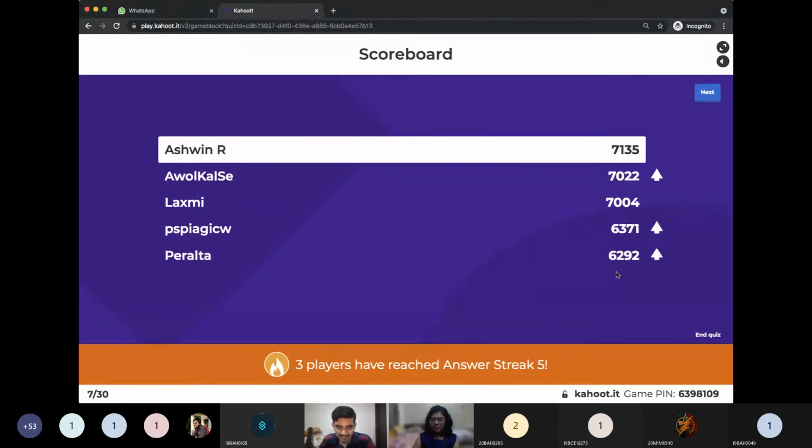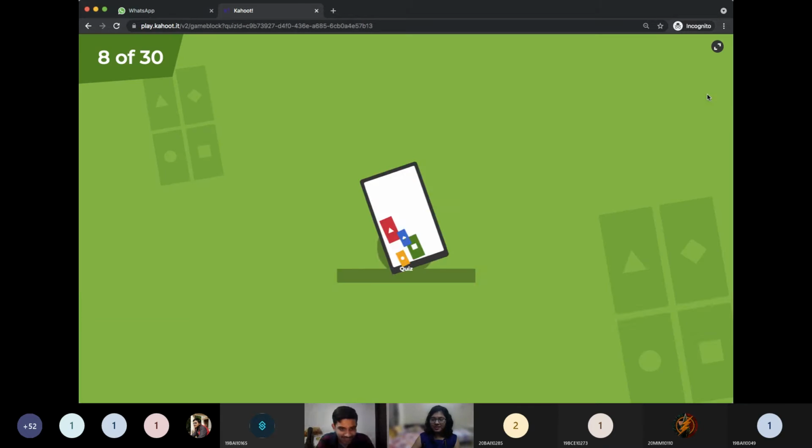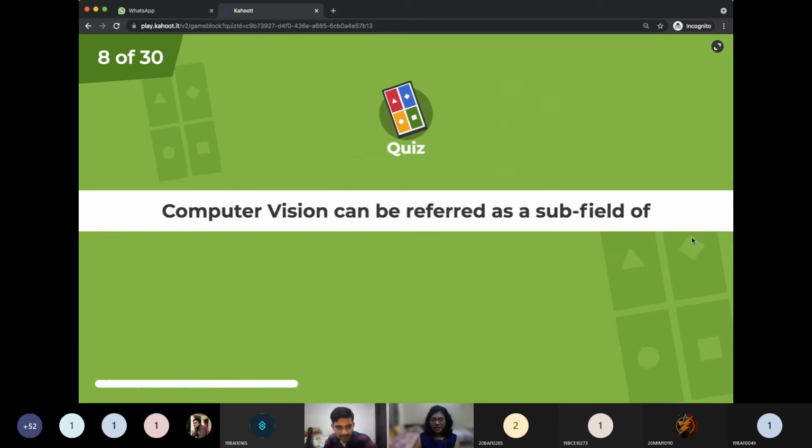Let us check the leaderboard now. Ashwin still is dominating the leaderboard. Someone came from behind. There are a lot of people here. There are new entries. There are a few new entries as well. Okay. Moving on to the next question.